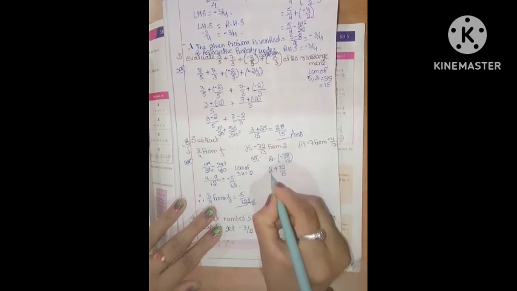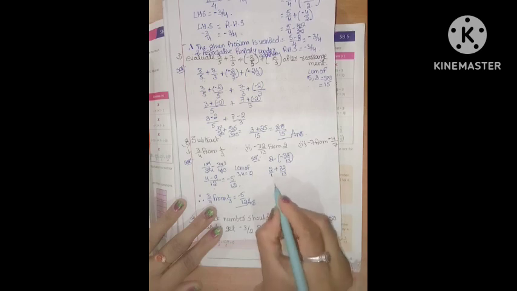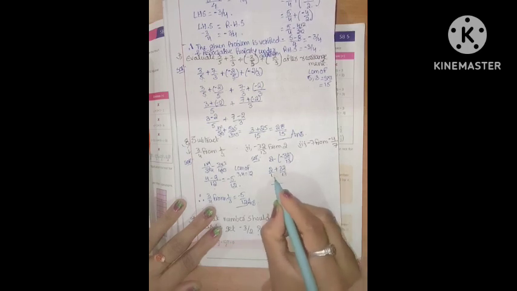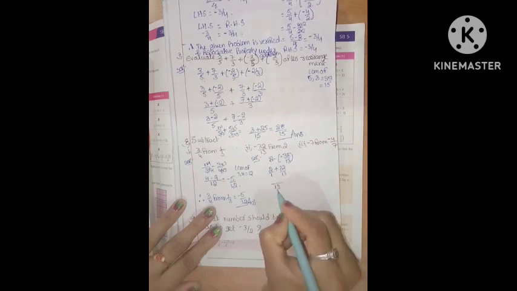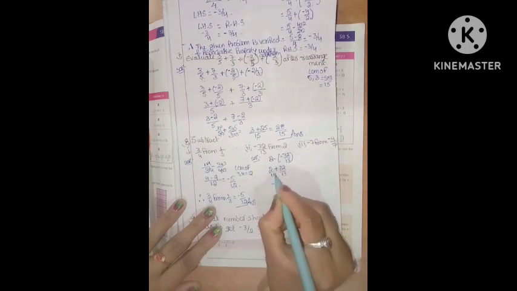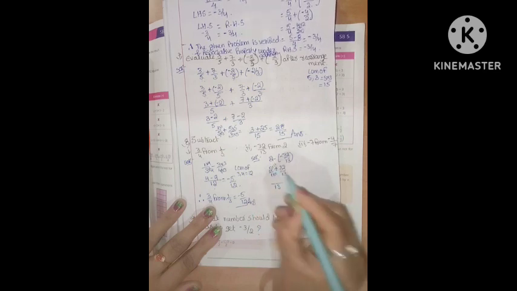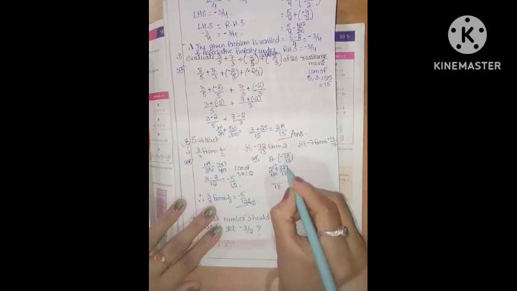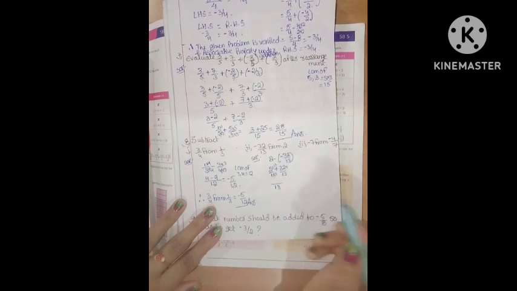Here the denominator is 1. Take the LCM of these two terms. The LCM is 13 only. So 1 is multiplied by 13 and the numerator is also multiplied by 13. In the second term, both denominators are the same, so the numerator is written as it is.